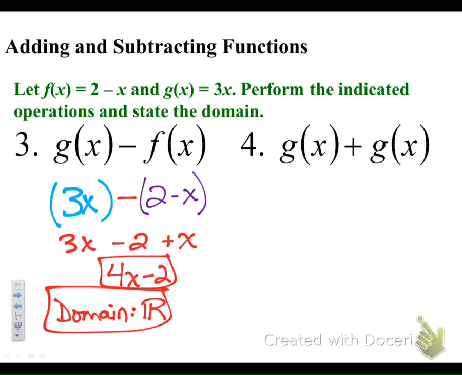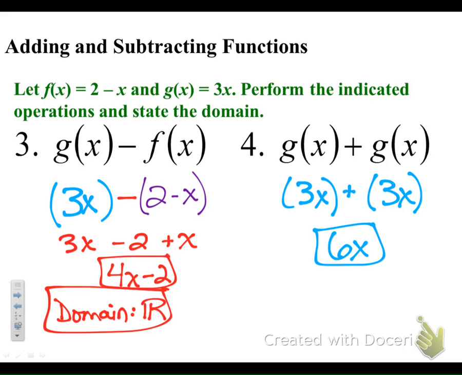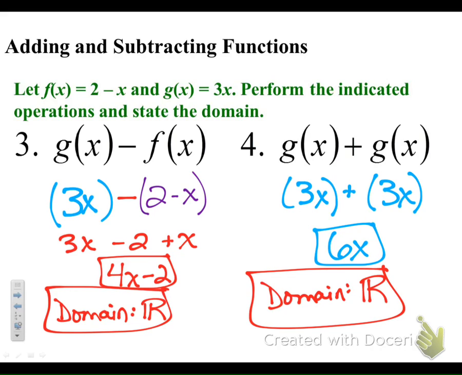The last one is taking g of x and adding it to itself. So what if I wanted to double g of x? Taking 3x, adding it to itself, I get a total of 6x. Domain, there's not a denominator and there's not an even root. So again, in this case, the domain is all real numbers. I can plug any number into that x.